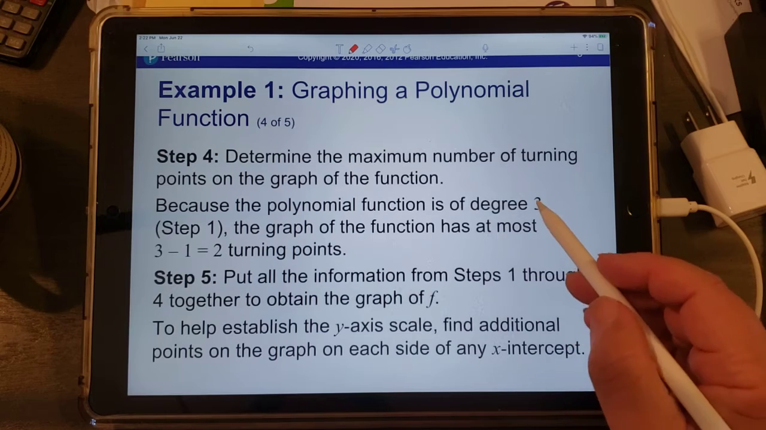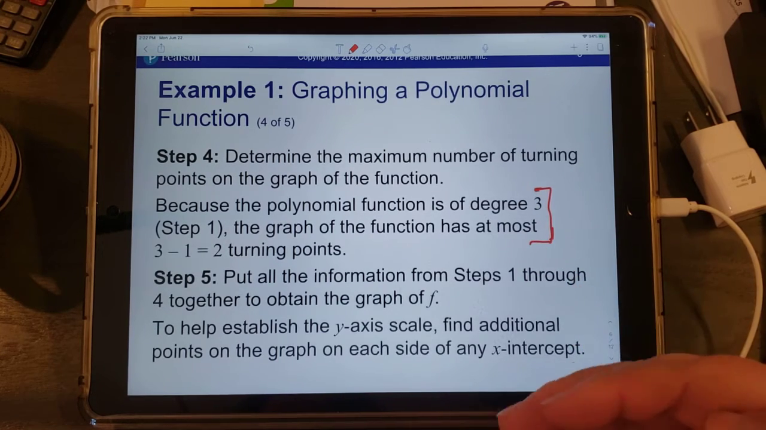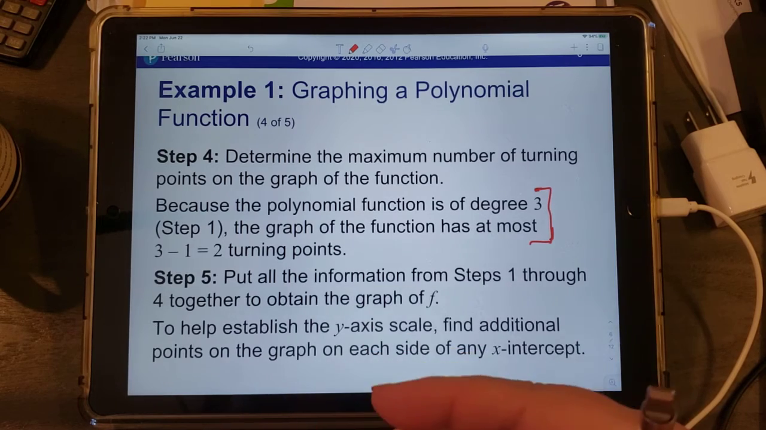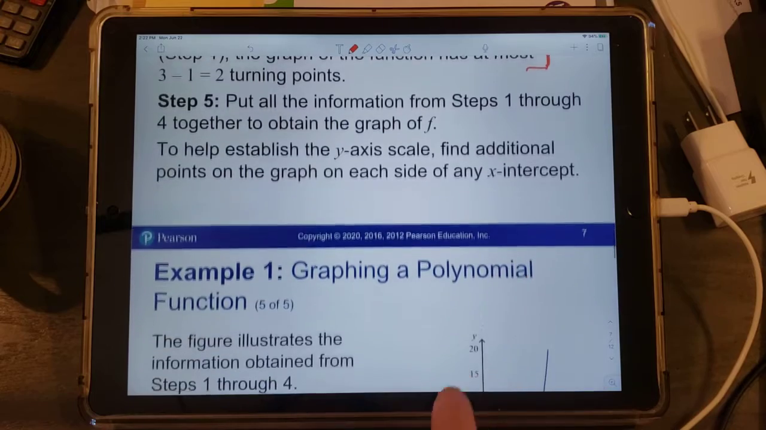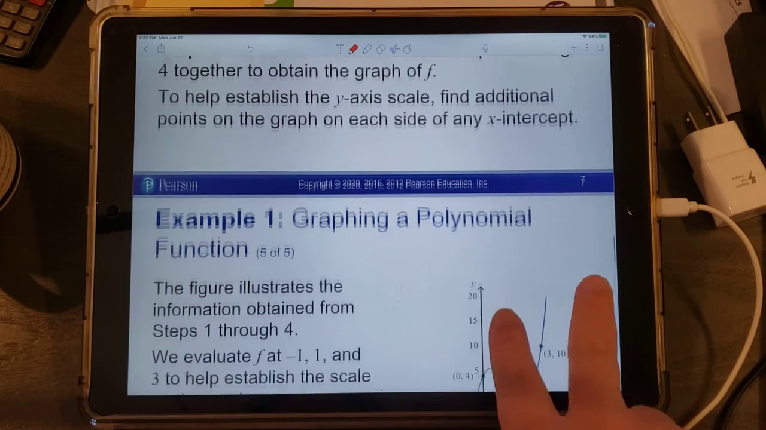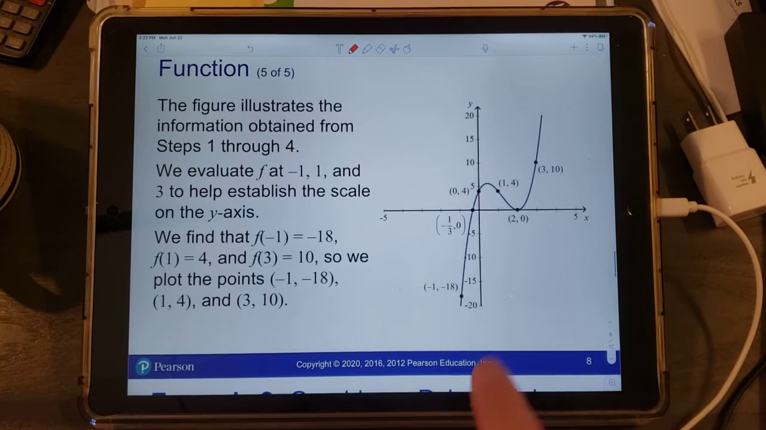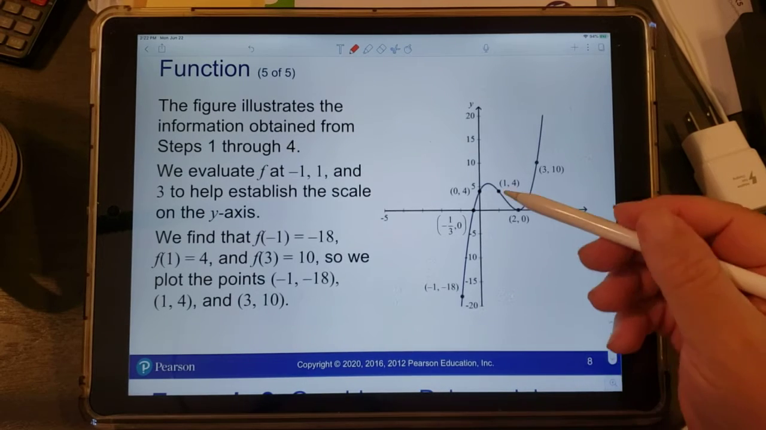They discuss turning points, and again, I think these are just educational opportunities. The author just wants to throw this out. Yeah, there must be two turning points, or at most two. Put all the steps together, and you get a picture that's not much better than the one I did. No, it is better. This is a computer illustrated graph.